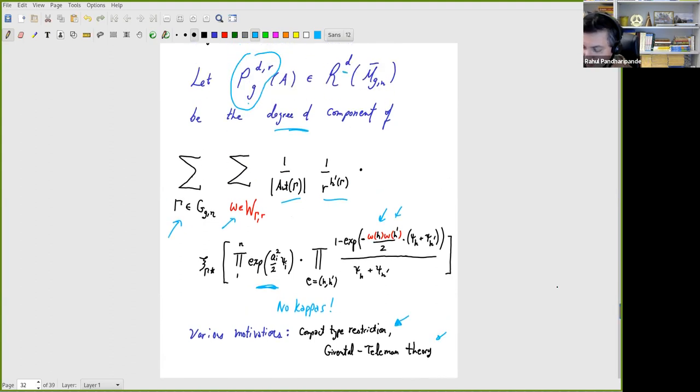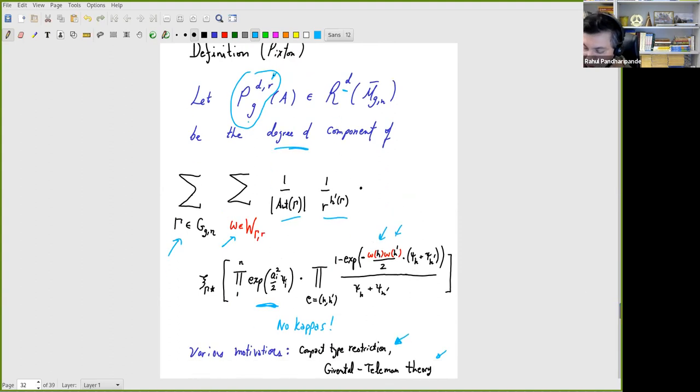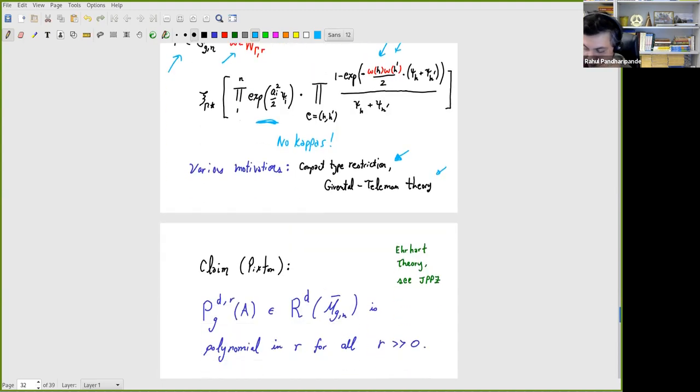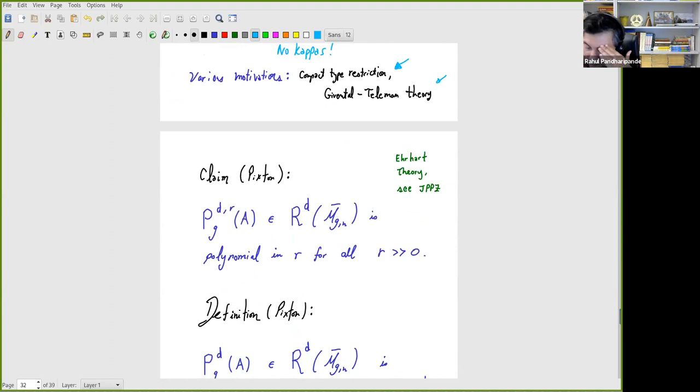But that's the formula, and it's almost the formula for the double ramification cycle, except for the fact there's an R. So there's no R in the double ramification cycle, and that's taken away by this polynomiality. So the first claim is that the dependence on R is polynomial for all R sufficiently large enough. And this comes from Ehrhart theory. This was proven by Aaron and appears in an appendix to JPPZ.